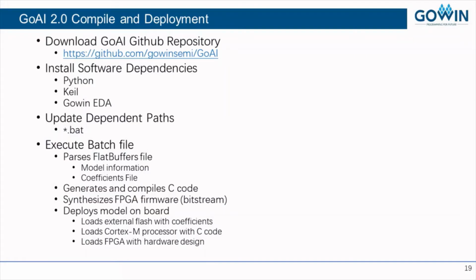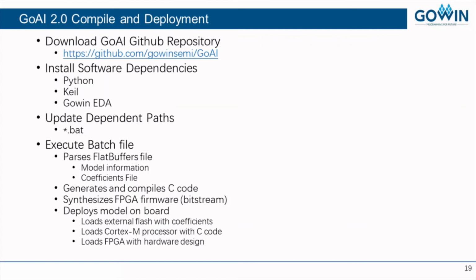So to recap what we've just done, we downloaded the Go AI GitHub repository and pulled the repository. We installed the software dependencies, Python, Keil, and Gowin Programmer. No need for Gowin EDA. We've updated the paths in the batch file, and then we executed the batch file script, which parses the flat buffers file for model information needed to generate the C code for the Cortex M processor, and then extracts the coefficients, which are loaded into external SPI flash.